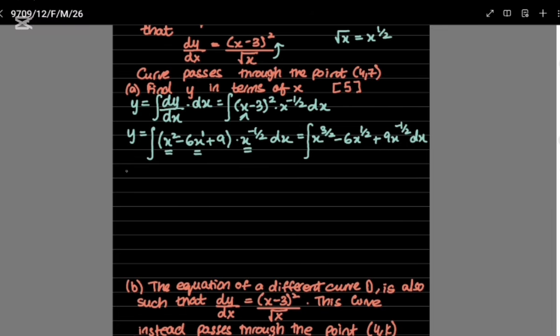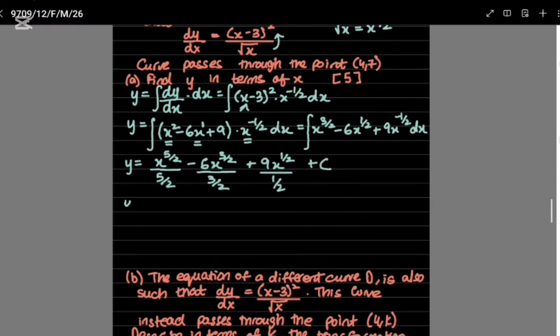Now let's just integrate this. To integrate something, you add 1 to the original power and divide by the new power. Let's solve it so you will understand this. 3 over 2 plus 1 is 5 over 2, and you divide by the new power. You do the same thing over there: minus 6, x to the power of half plus 1 is 3 over 2, and you divide by the new power. Plus 9, x to the power of minus half plus 1 is half, and you divide by the new power. Plus a constant of integration. You always get a constant of integration while integrating.